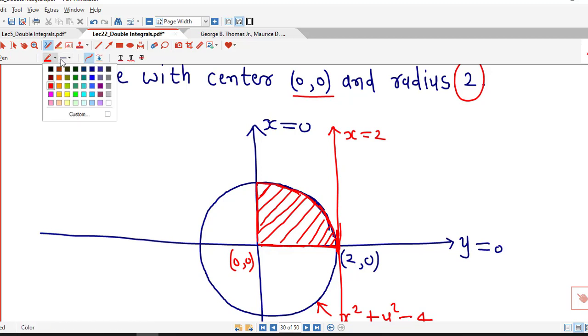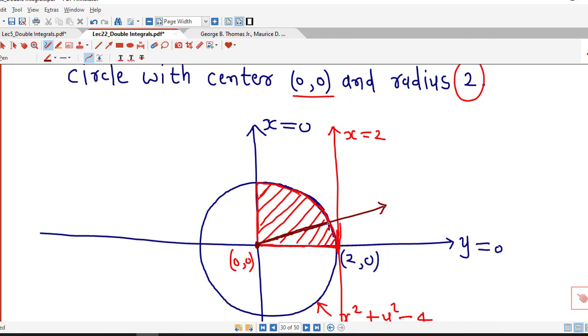Now we are considering polar coordinates r and theta. To determine the limits of r, as usual, we consider a ray starting from origin and passing through the region of integration. On this ray, theta becomes constant and r is changing. This ray is entering the region at this point, which is origin, and at origin value of r is 0. So we write that ray enters the region at r equal to 0.